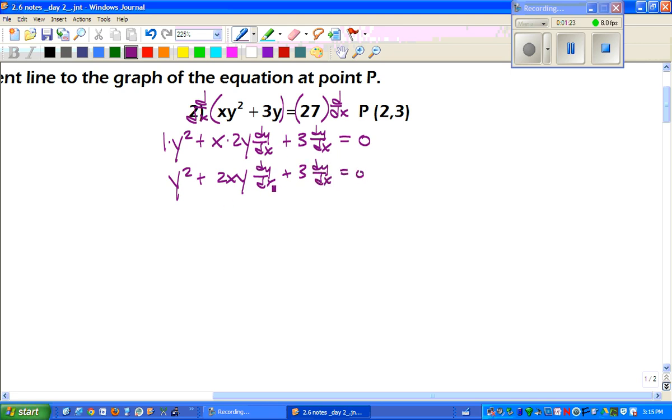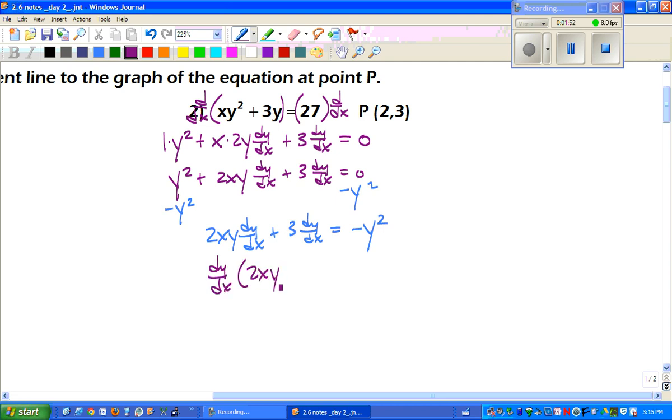But now our goal here is to get dy/dx on one side by itself. So the first thing to get us to that goal is to get rid of this y squared because it doesn't have a dy/dx. Then we're left with 2xy dy/dx plus 3 dy/dx equals negative y squared, or the opposite of y squared. Now we have all the dy/dx's over here. We can factor them out of both terms. Then we get 2xy plus 3 in the parentheses.